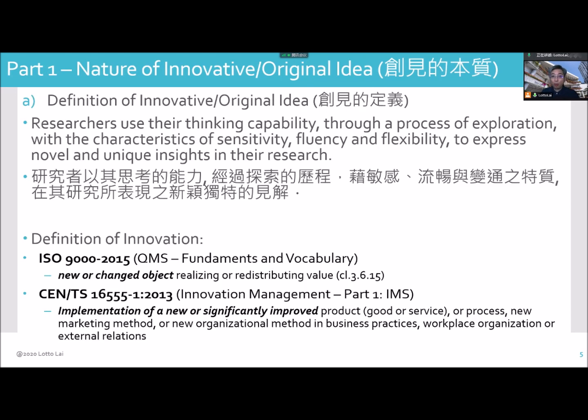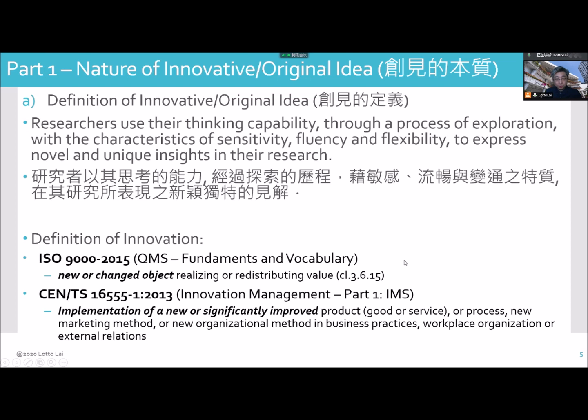So part 1, the nature of innovative original idea. How is an innovative idea defined? The researcher uses their thinking capability through the process of exploration, with characteristics of sensitivity, fluency, and flexibility, and expresses novel and unique insight in their research. I think the unique insight is very important.